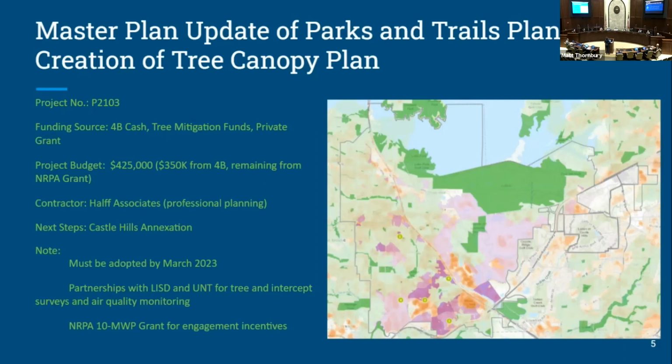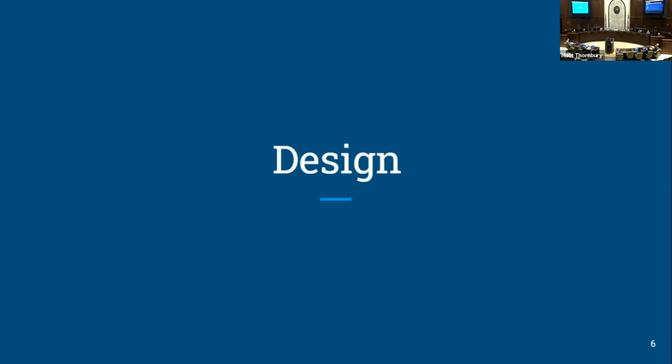One of the cool things I do want to mention about that, we're going to be working with the University of North Texas on doing air quality monitoring throughout the community to determine where we will need to increase our tree canopy to help with the urban heat islands and diminish shade zones. So they'll be working with LISD to do some of that. They'll also be doing health intercept surveys to judge people's perception of how their health is impacted by their access to parks. So those are the plans that we're going to be working on.